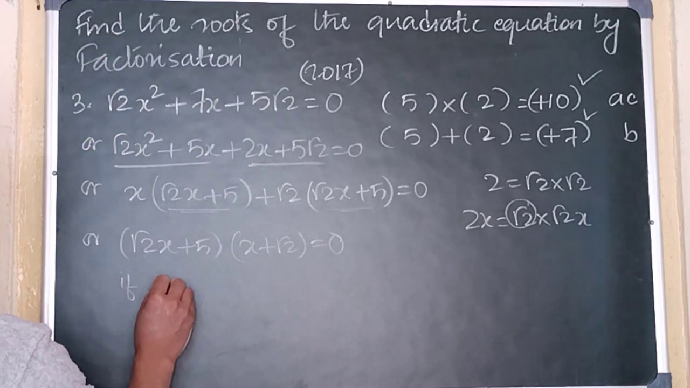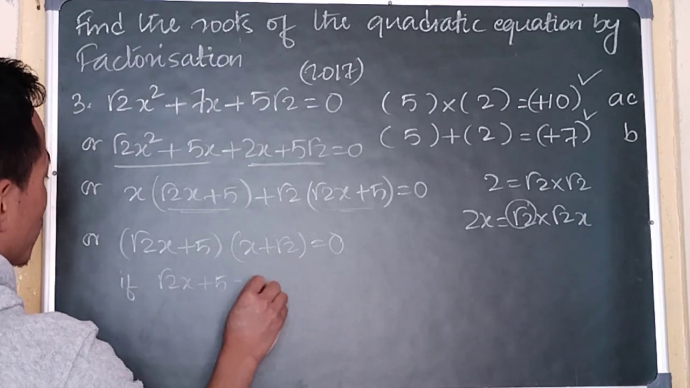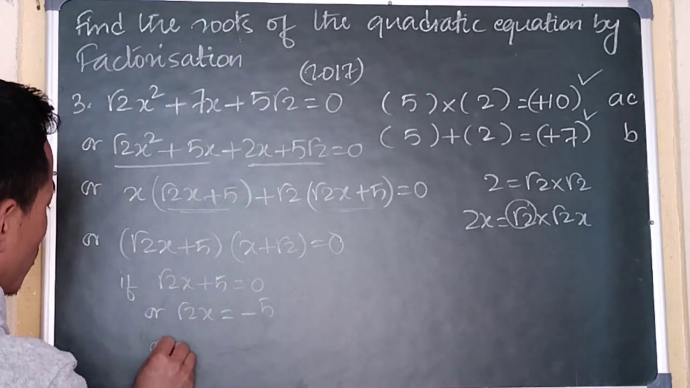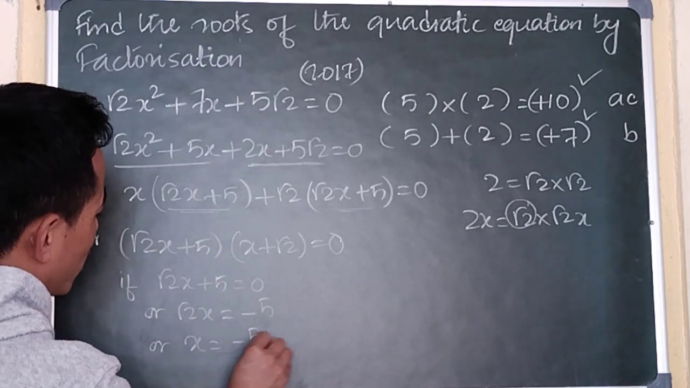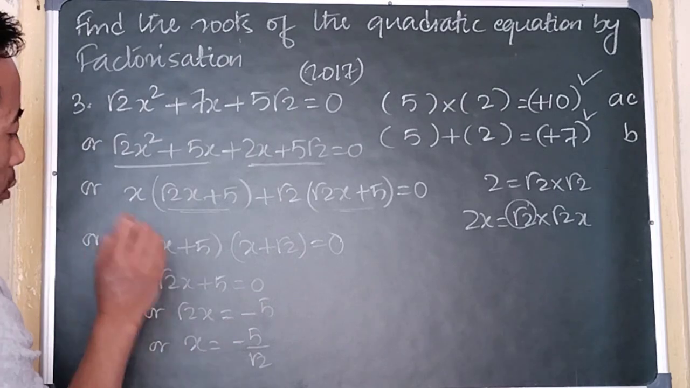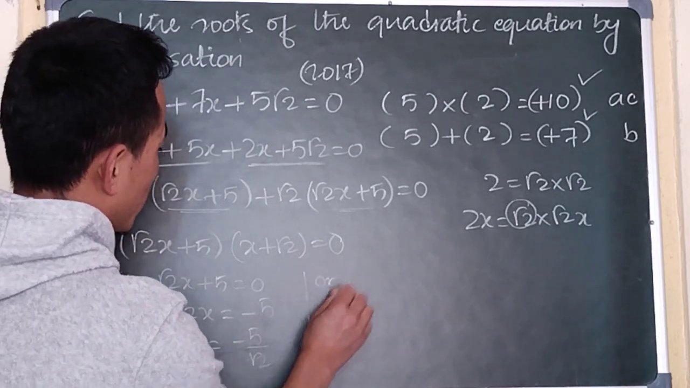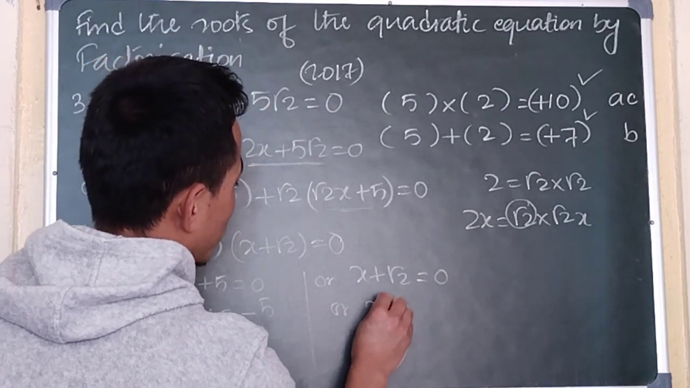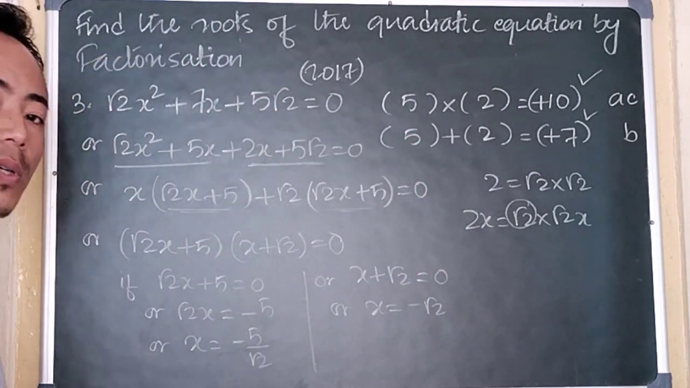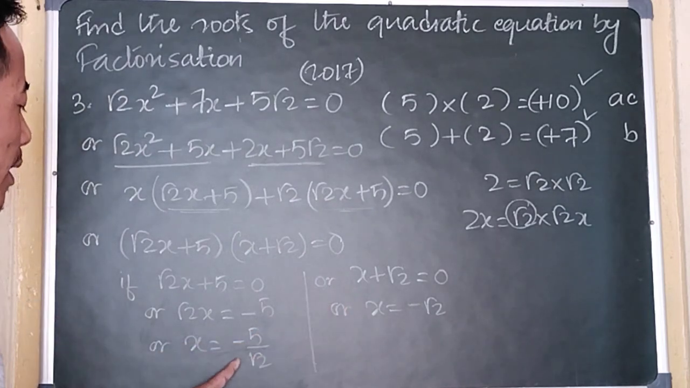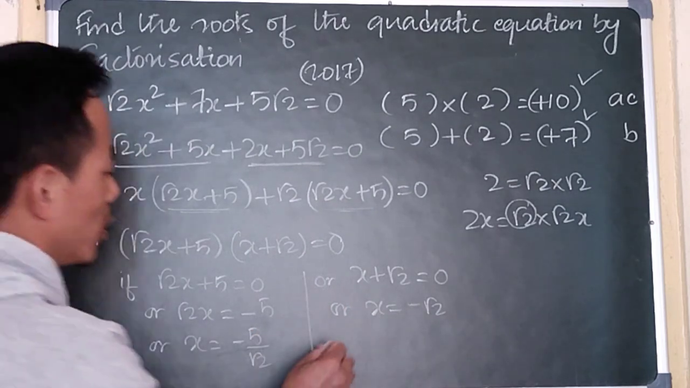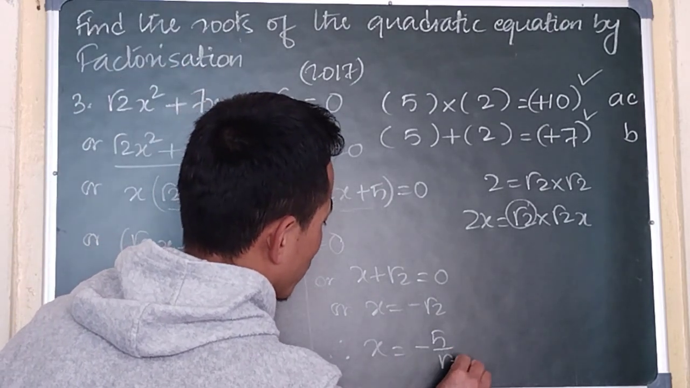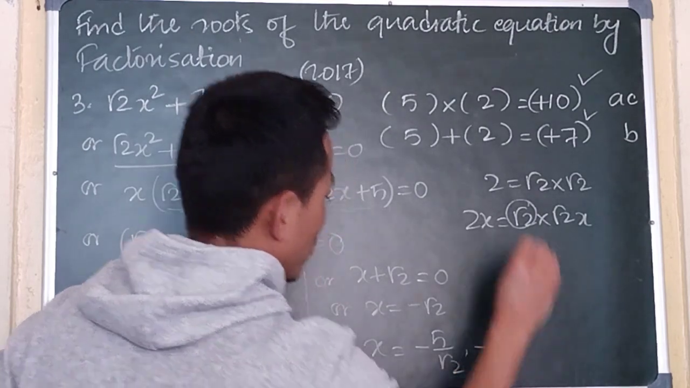So now again, if root 2x plus 5 is equal to 0, then root 2x will be equal to minus 5, or x will be equal to minus 5 divided by root 2. This root 2 will go to the denominator. Or you can also take x plus root 2 equal to 0, so you'll get x is equal to minus root 2. So we got two values of x, minus 5 by root 2 and minus root 2. Therefore the two roots of this quadratic equation are minus 5 divided by root 2 and minus root 2.